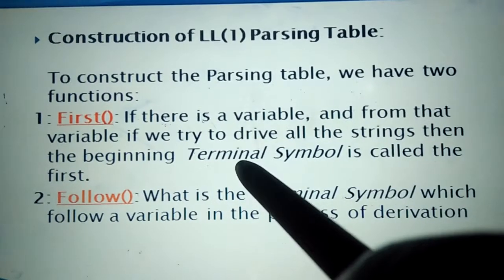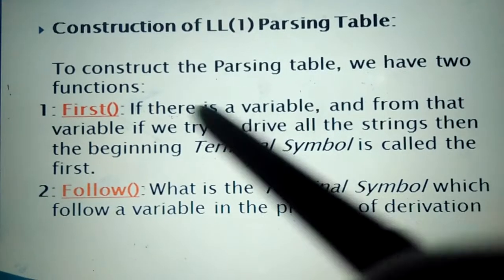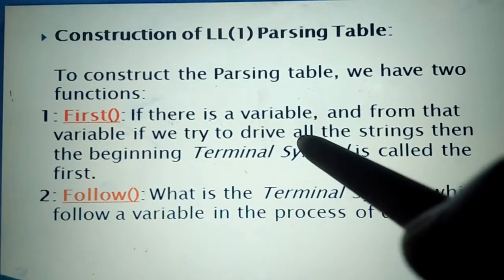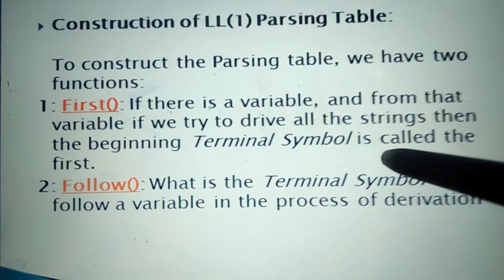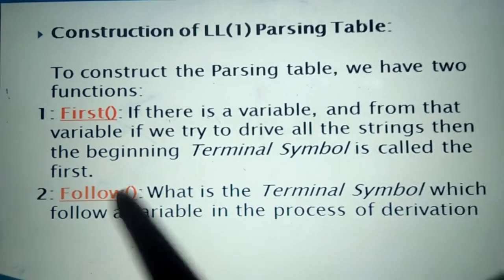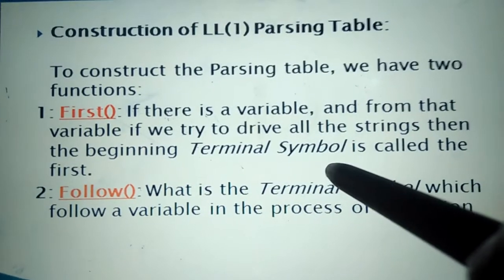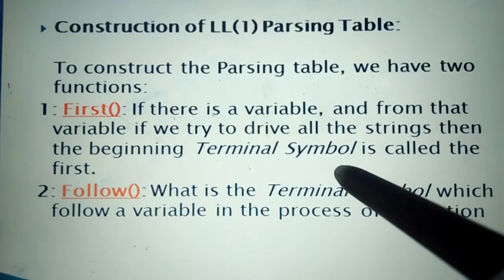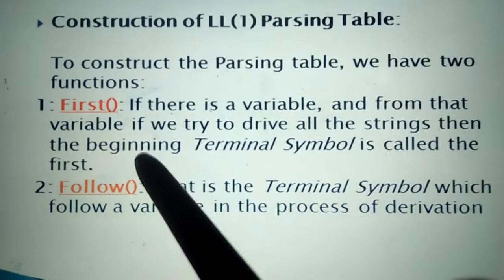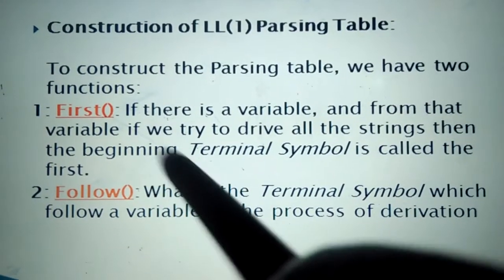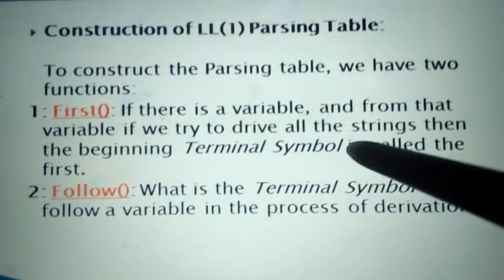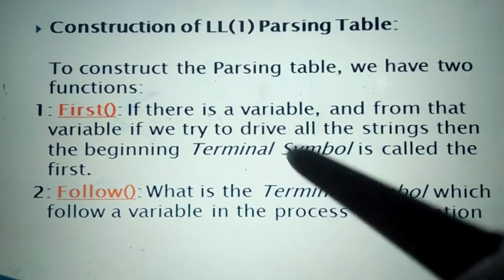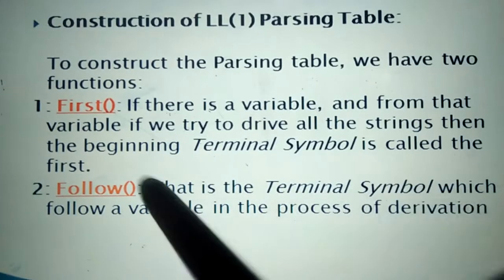From the start variable, assume there is a variable, and from that variable we try to derive all the strings. Then the beginning terminal symbol is called the first. From that variable, when you derive all these strings, the beginning terminal, or the beginning symbol, is called the first.